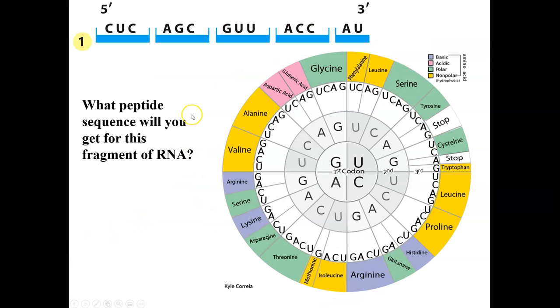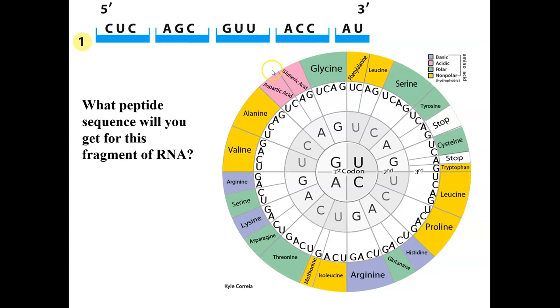So what peptide would we make from this RNA sequence? CUC, AGC, GUU, ACC, AU. Let's look at the C and then U, and then we come down to C, and we'd make a leucine. Then the next grouping, we start with an A, then we go to G, and then C, so we'd make a serine, and then G, U, and U, valine, A, C, C, threonine. AU, we don't have enough information to know what is going to be made here. We could make a methionine or an isoleucine. It depends on what that next one would be.